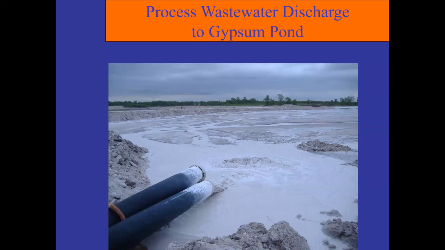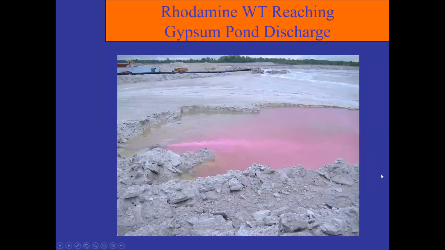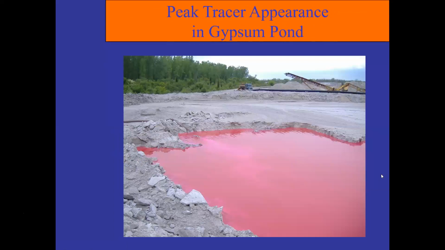And then we're running the aquifer test, and we've got a fluorimeter here where we can measure the rhodamine concentrations. We've got jars where we can take some samples for chemical analysis if we need them. So we can read right off this meter what the concentrations are in this water, which is nice. And here is the first appearance of the rhodamine in our discharge, starting to dye that pond pretty red.